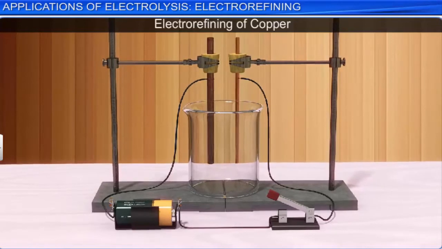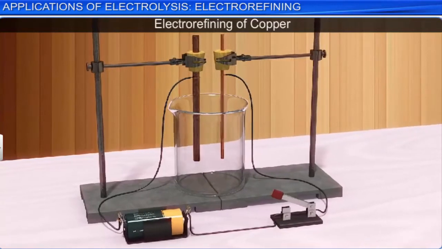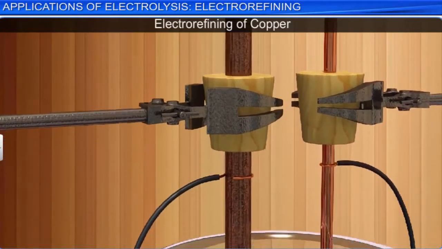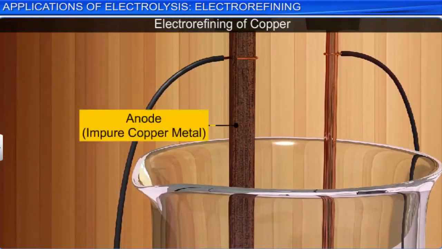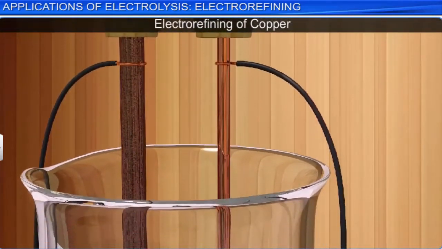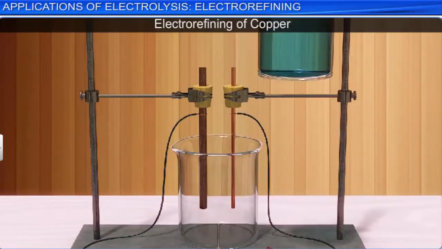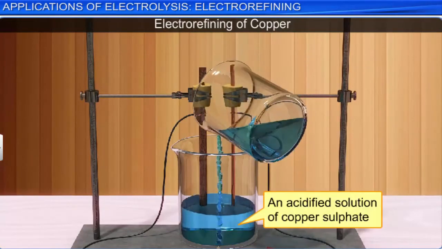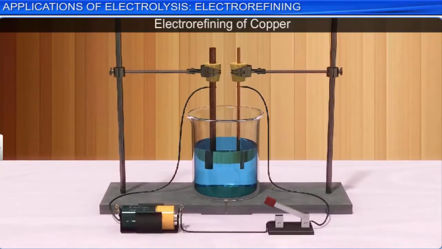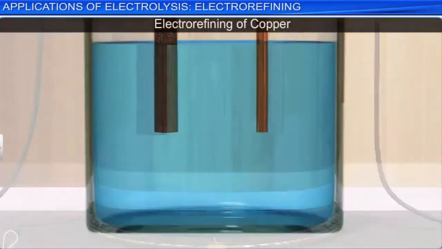Let us look at the process of electrolytic refining of copper to understand this further. In this process, impure copper metal is cast into the anode, while a thin strip of pure copper is made into the cathode. An acidified solution of copper sulfate is taken as the electrolyte. Next, the power is switched on. Observe the electrodes and electrolyte.